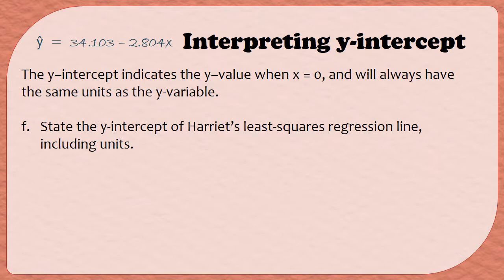To identify the y-intercept from the equation of the line, you want to look for the value which is not attached to the x. So for part F, to state the y-intercept of Harriot's least squares regression line, we're going to look at the equation and find the value that doesn't have the x beside it. In this case, that's the 34.103. Because the y value represents gas mileage in miles per gallon, the y-intercept will also have units of miles per gallon. So the y-intercept of this equation is 34.103 miles per gallon.